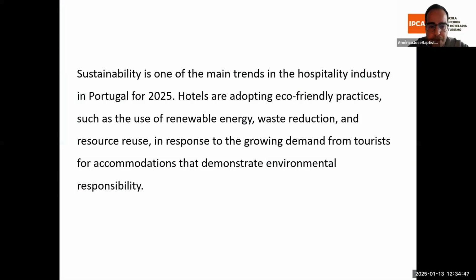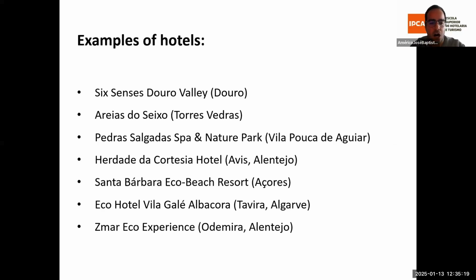For example, sustainability is one of the main trends in the hospitality industry in Portugal this year. Hotels are adopting eco-friendly practices, such as the use of renewable energy, waste reduction, and resource reuse in response to the growing demand from tourists for accommodations that demonstrate environmental responsibility. Examples of hotels: Six Senses Douro Valley, Areias do Seixo, Pedras Salgadas Spa Nature Park, Herdade Cortesia Hotel, Santa Bárbara Eco Beach Resort, Eco Hotel Vila Galé Albacora, Zemar Eco Experience.